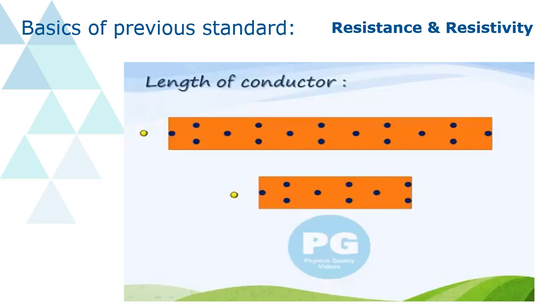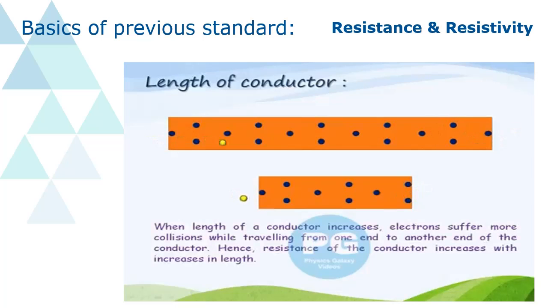As the conductor is not a hollow material, so the electron, when it passes through the conductor, has to experience some collisions. Now, the longer is the conductor, or say more is the length of the conductor, more collisions the electron has to suffer. So, when the length of a conductor increases, electrons suffer more collisions while traveling from one end to another end of the conductor. Hence, the resistance of a conductor increases with the increase in length. Or we can say, R is directly proportional to L, that is, the resistance is directly proportional to the length of the conductor.